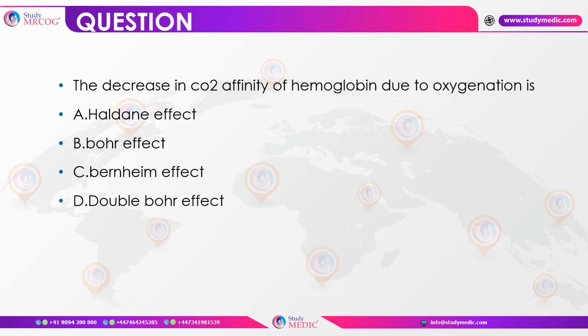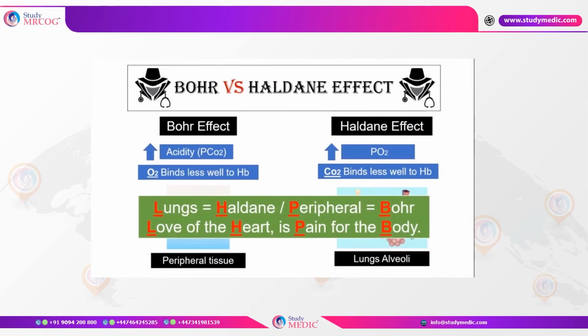Decrease in carbon dioxide affinity of hemoglobin due to oxygenation. What is this effect called? So, the basis of gas exchange and the various effects: the two important effects that we have to know about are the Bohr effect and the Haldane effect.